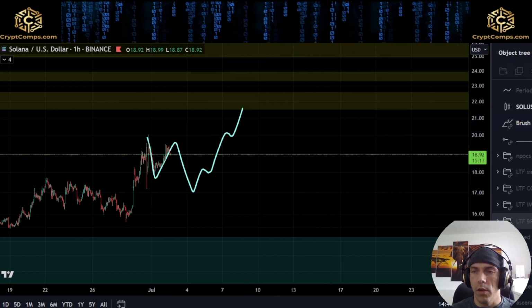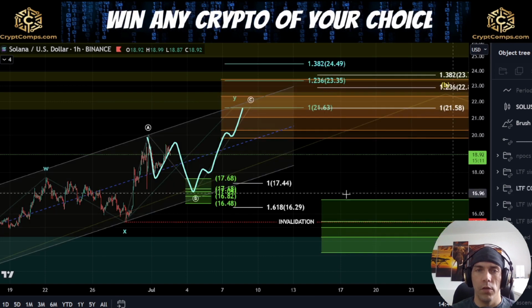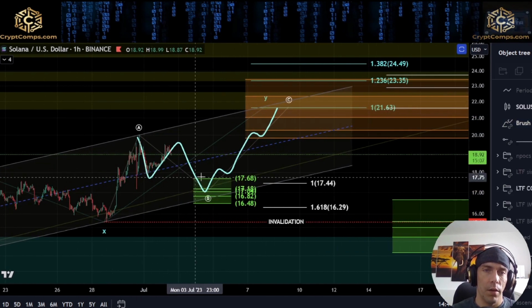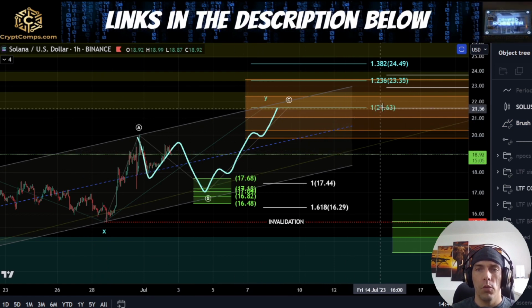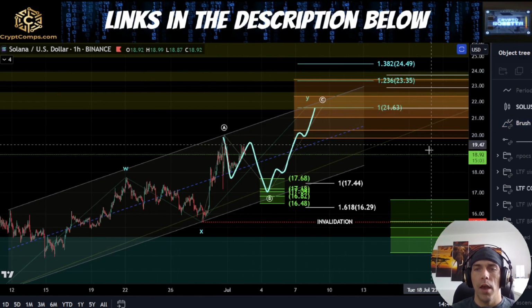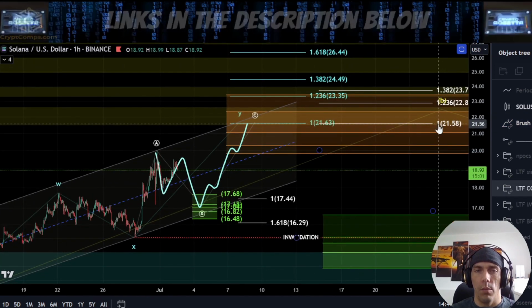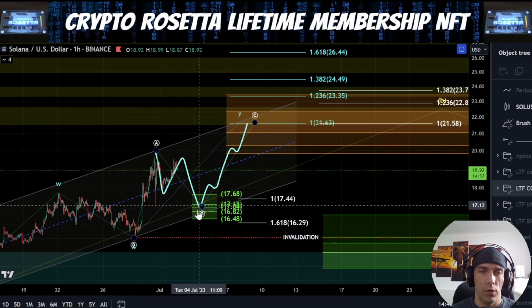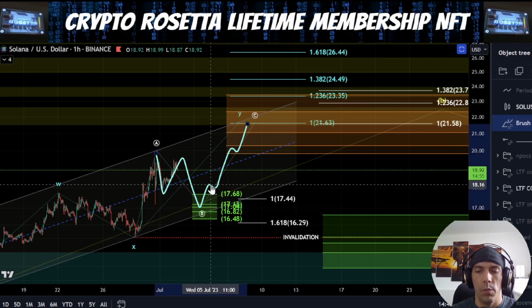What we could actually see is the potential that this is just a corrective move, and we get this as A, B, we get a C wave back up into the top of this channel here, which would be this 2163, and then the 1-to-1 of the A wave would actually be this 2158. Now, I've based this off of coming into this golden pocket area like I did on the previous one.